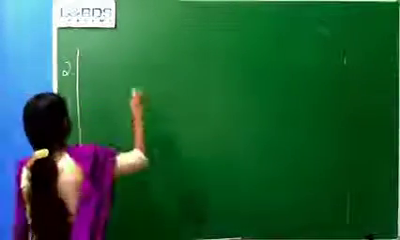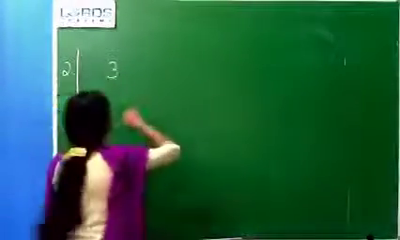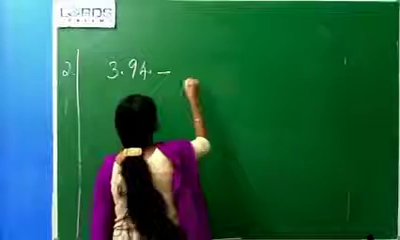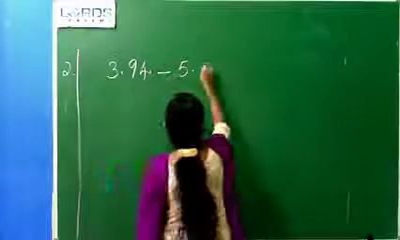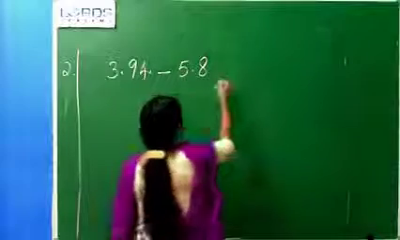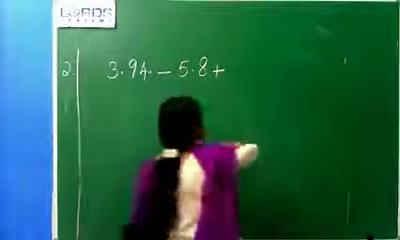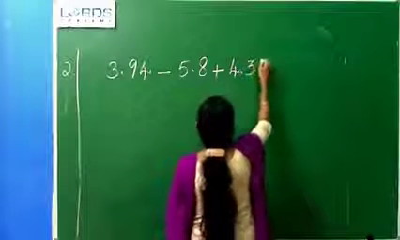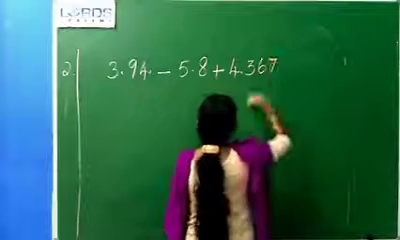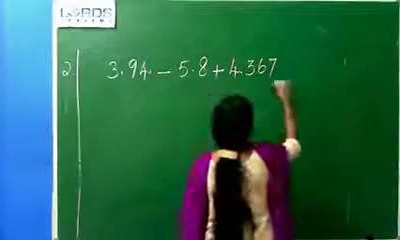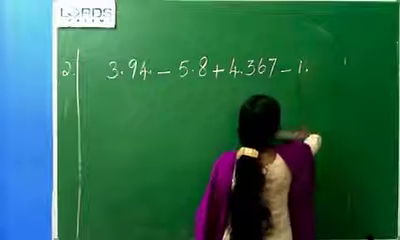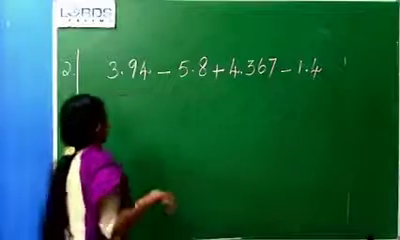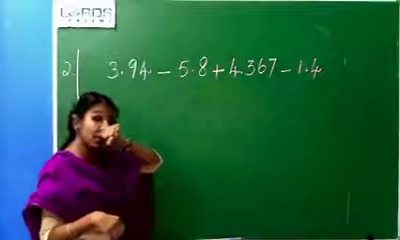Second one, 3.94 minus 5.8 plus 4.367 minus 1.4. 3.5 point. It's not easy, right?